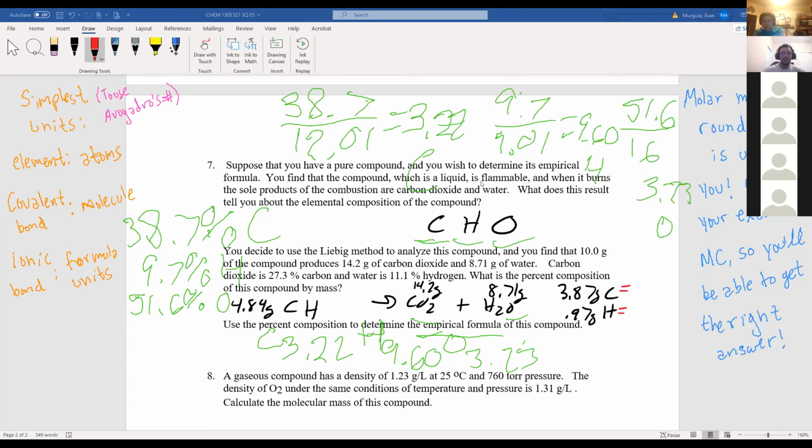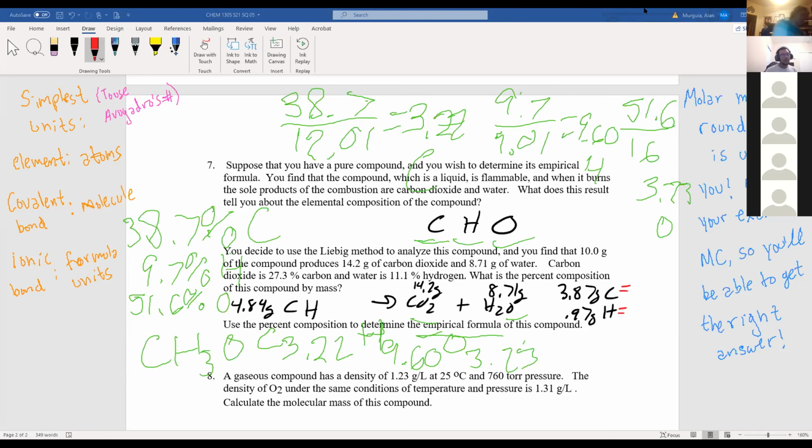We divide by the smallest one. Okay. So what would that be? The 3.22. All right. So what will the subscript be for carbon? 1. All right. And then for hydrogen? 3. And then for oxygen? 1. There you go. And why do we divide it by the smallest one?